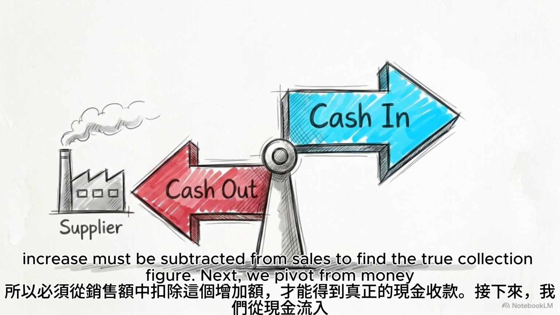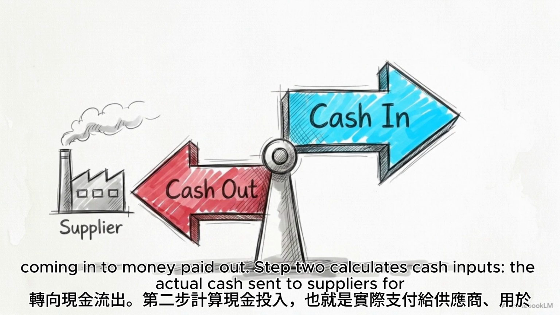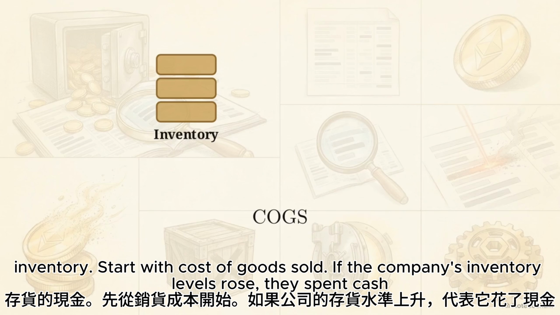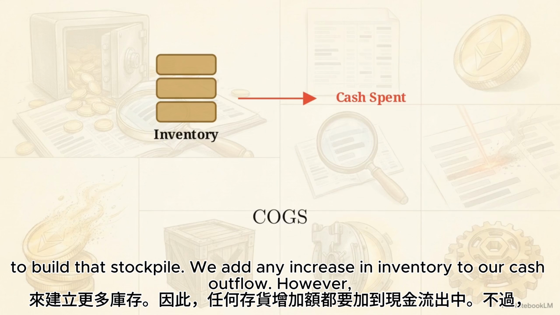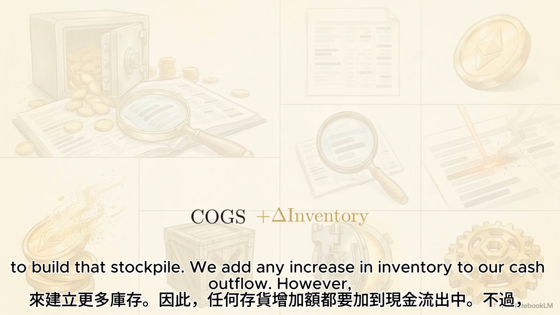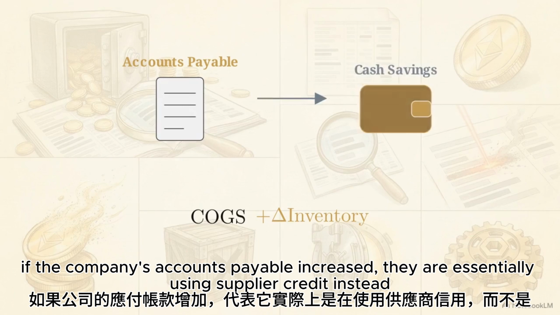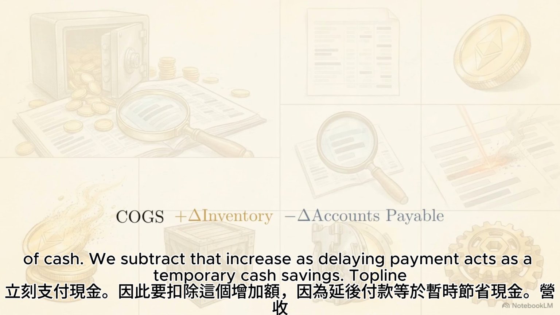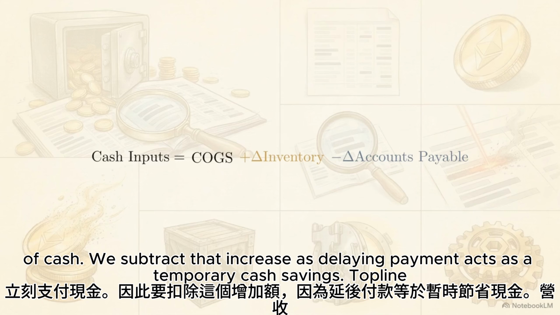Next, we pivot from money coming in to money paid out. Step 2 calculates cash inputs, the actual cash sent to suppliers for inventory. Start with cost of goods sold. If the company's inventory levels rose, they spent cash to build that stockpile. We add any increase in inventory to our cash outflow. However, if the company's accounts payable increased, they are essentially using supplier credit instead of cash. We subtract that increase, as delaying payment acts as a temporary cash savings.